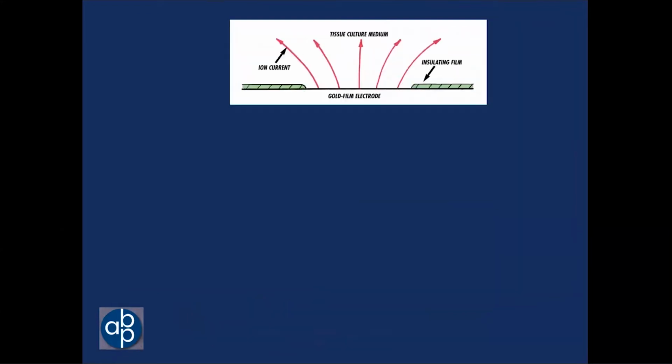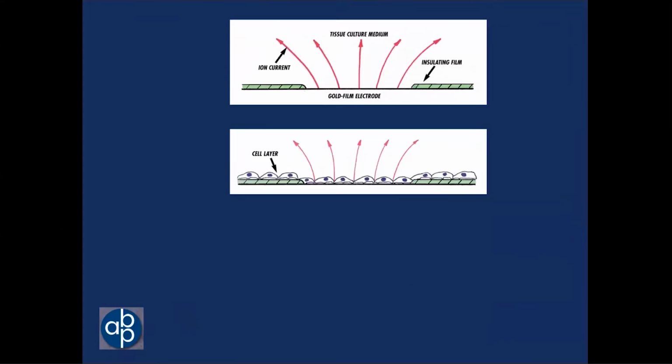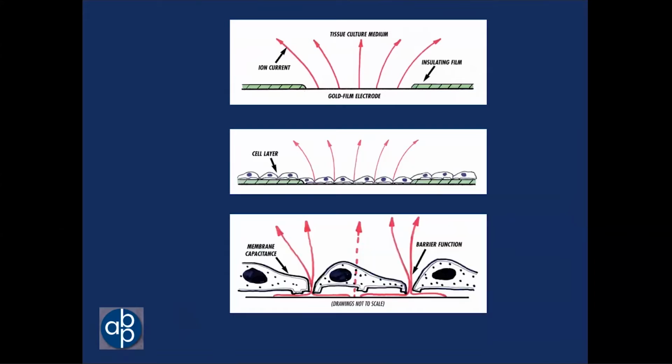The reason we see these signals is shown in this next slide. Again, the electrical current is being carried by ions that move up to the electrode and accept or donate electrons. We have a gold electrode defined by insulating films, and the cells come down and attach and spread over the entire bottom of the well. But the current is maintained constant. And now the current must find its way through the cell layer.